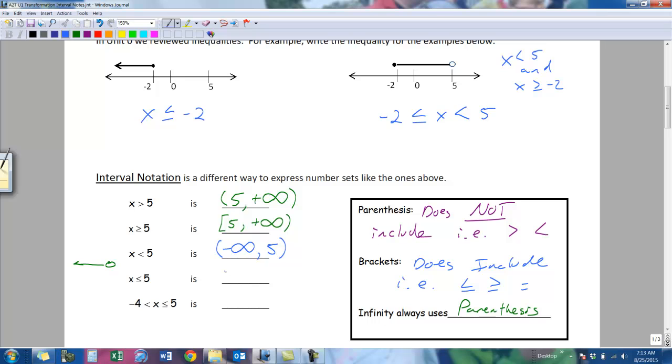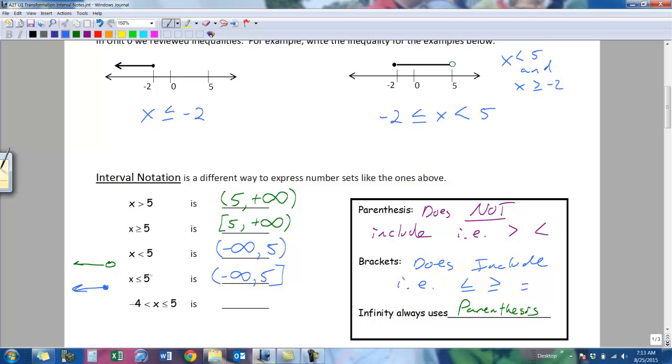All right, so then this one, again, if we were to do 5 less than, reading this from left to right, we're starting at negative infinity again. Remember, infinity always gets a parenthesis. And it's going up to 5, but we're going to put a bracket on it.